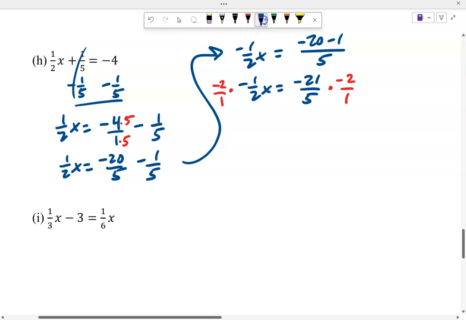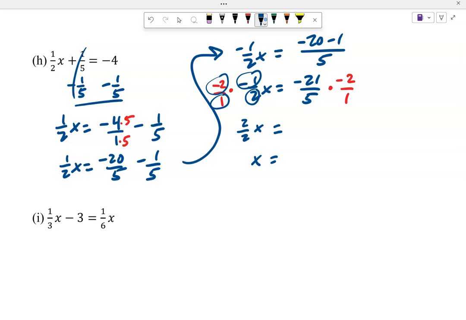And why did I do that? Well, negative 2 times negative 1 is a positive 2 over a positive 2. See how I get 2 over 2x? I get 1x. That's why I did that. So if you have a fractional coefficient, multiply by the reciprocal and you get the 1x. And then over here, negative 21 times negative 2 is 42. 5 times 1 is 5. So we just get 42 over 5.